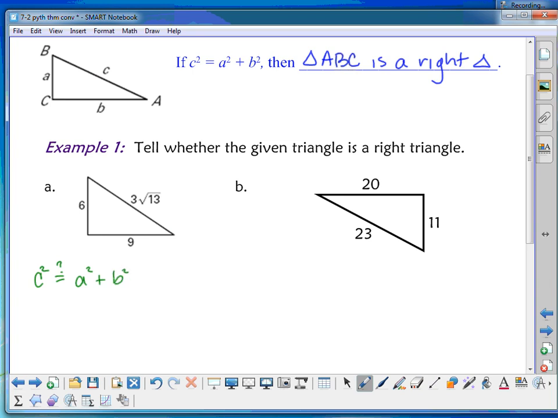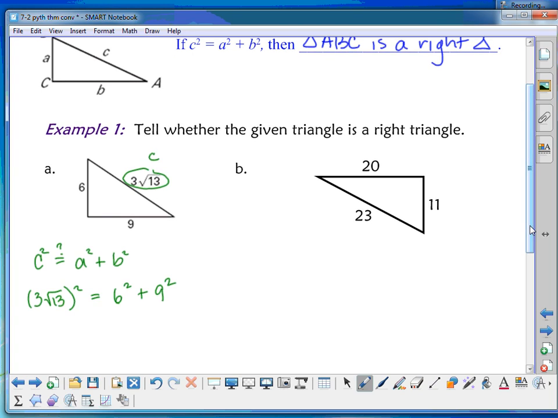So I know that the square root of 13 is going to be somewhere between 3 and 4, probably about 3.5. So 3 times 3.5 is going to be more than 9. So this is my longest side, so that will be C. And then for A and B, 6 and 9 are interchangeable. It doesn't really matter. So I'm going to see if I square 3 root 13, does that equal 6 squared plus 9 squared?